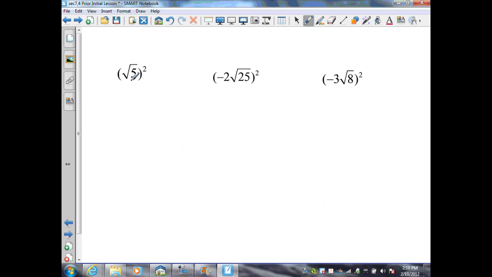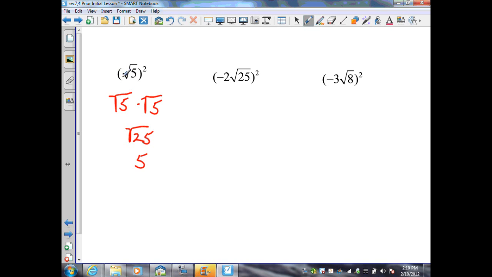Now what we're going to do is take square roots and have them squared. So recall from exponents in Algebra 2, I'm going to have the square root of 5 times the square root of 5. Therefore, the square root of 5 times the square root of 5 is the square root of 25, which gives me 5. So when I have a square root squared, what I end up with is what's inside my radical. That's if my coefficient is a positive 1.